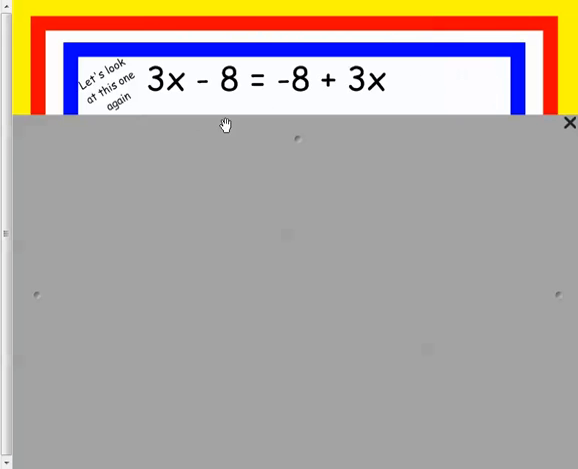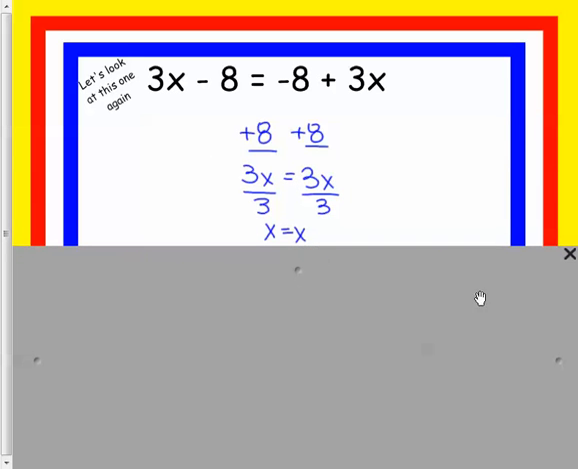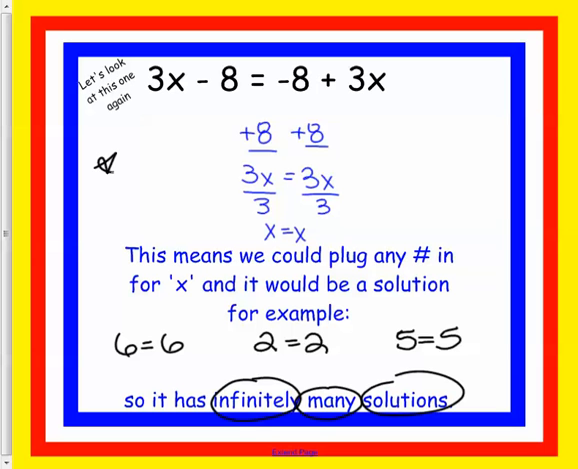Let's inspect it further. If we look at this one and we take the 8 away, we're left with x equaling x. Well, this means that we can plug any number in for x and it would be a solution. For example, if I plug in 2, 2 equals 2. If I plugged in 5, 5 equals 5. If I plugged in 6, then 6 would equal 6. So it has infinitely many solutions. Please star this problem and write down infinitely many solutions.